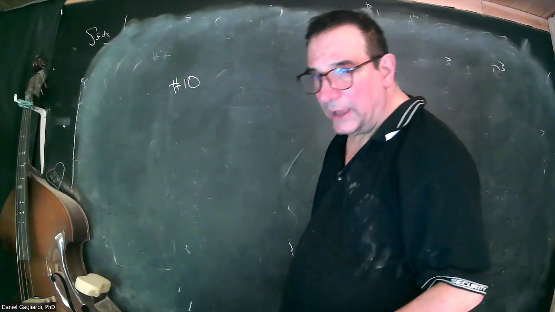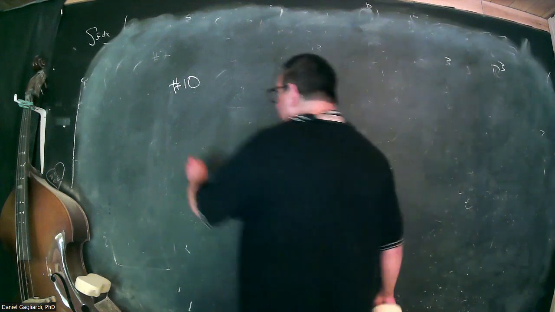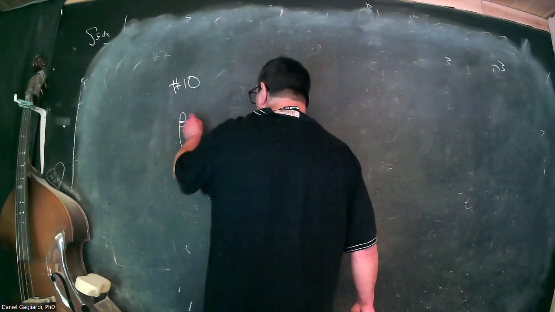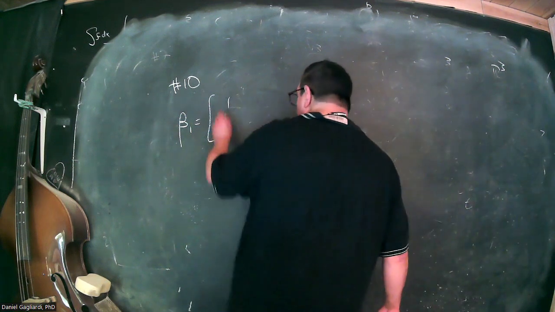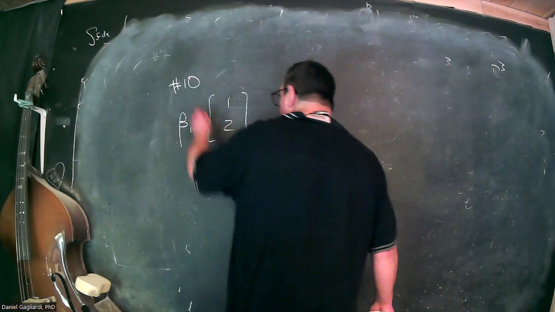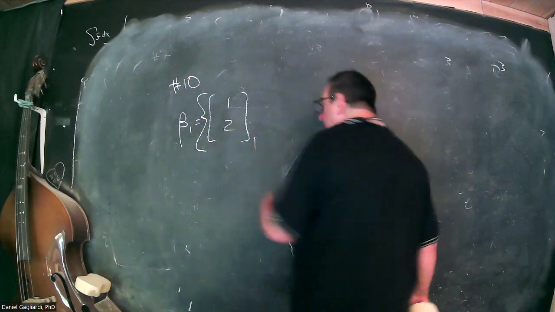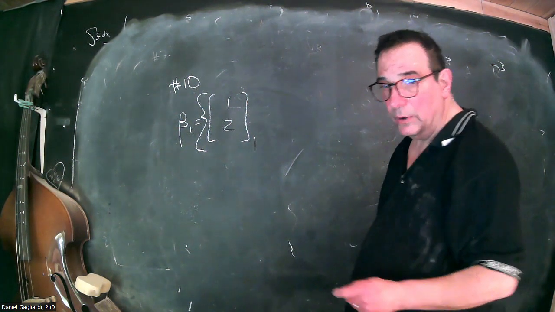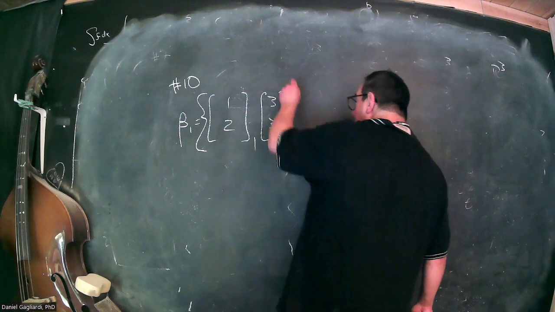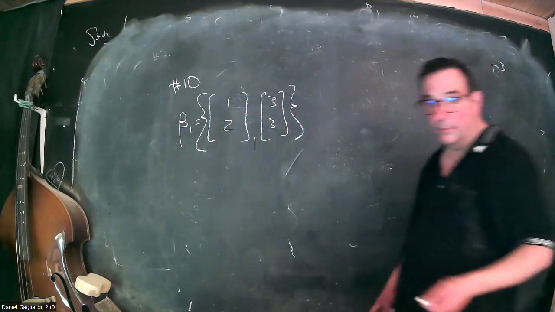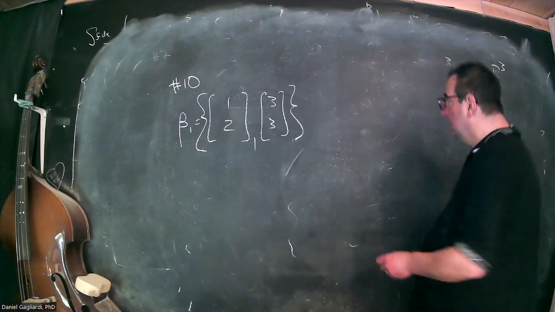So number 10, we have 2 bases for two-dimensional space. And I'll tell you in advance that they're bases. You can easily see that because the vectors I'm about to write are linearly independent. So beta 1 is equal to the set of vectors containing the vector (1, 2) and the vector (3, 3). Right? You can see that these vectors are not parallel, so they are a basis for two-dimensional space.